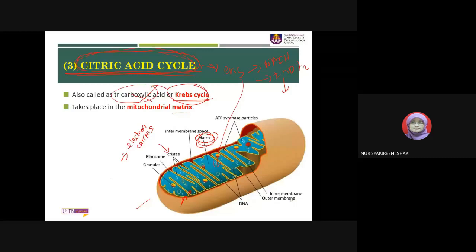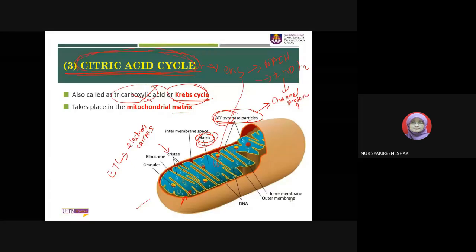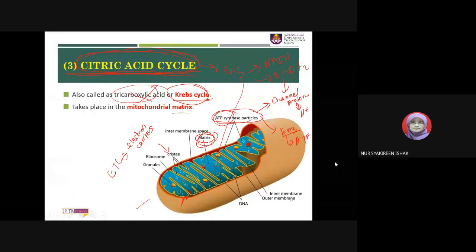electron carriers of the electron transport chain that are embedded in the cristae. And what else can you find in the cristae? The ATP synthase, also embedded in the cristae. ATP synthase has two functions. One, as a channel protein that is involved in the movement or diffusion of hydrogen ions. And second, it functions as an enzyme to synthesize ATP. In the matrix, you also have ribosomes lah, kan? The function of ribosomes is to produce all these proteins in the mitochondria, especially in the matrix of mitochondria.